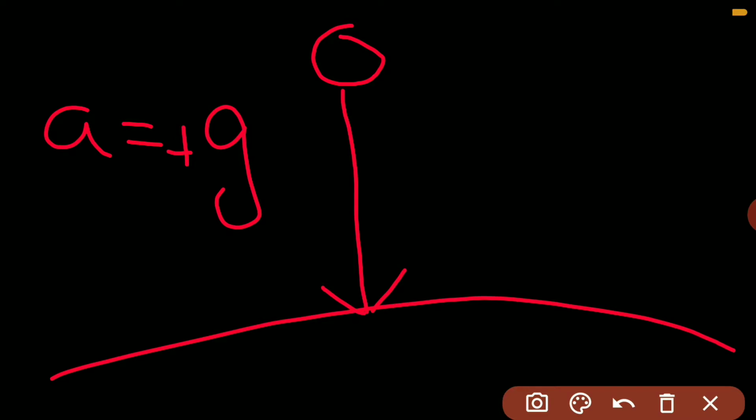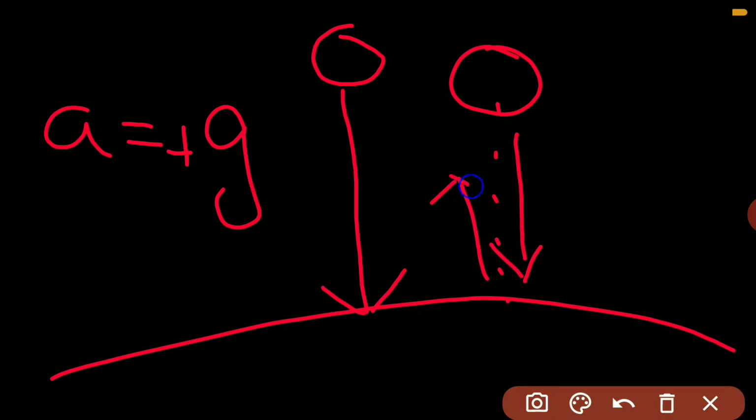But when the same object is thrown upwards, what happens? The body tends to fall back because gravity is pulling it back. So here when the body is trying to go up, the acceleration is taken as minus g, which means the acceleration is in the opposite direction, or I can say the body is slowing down.